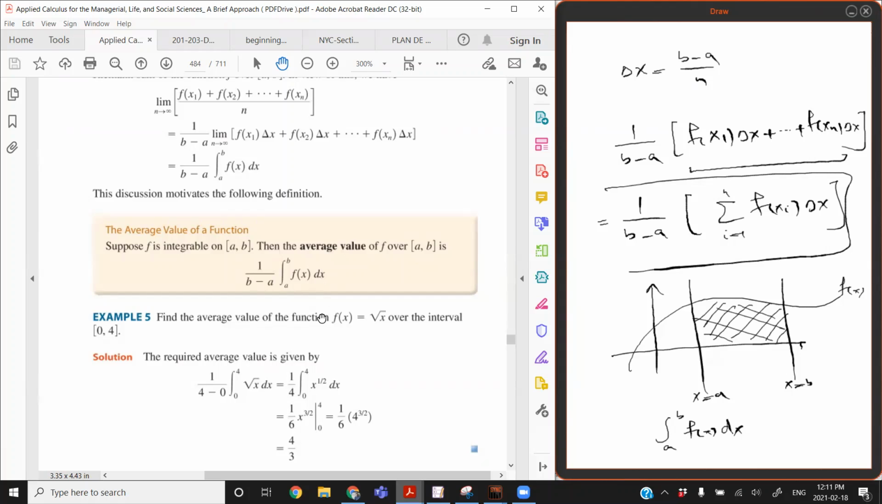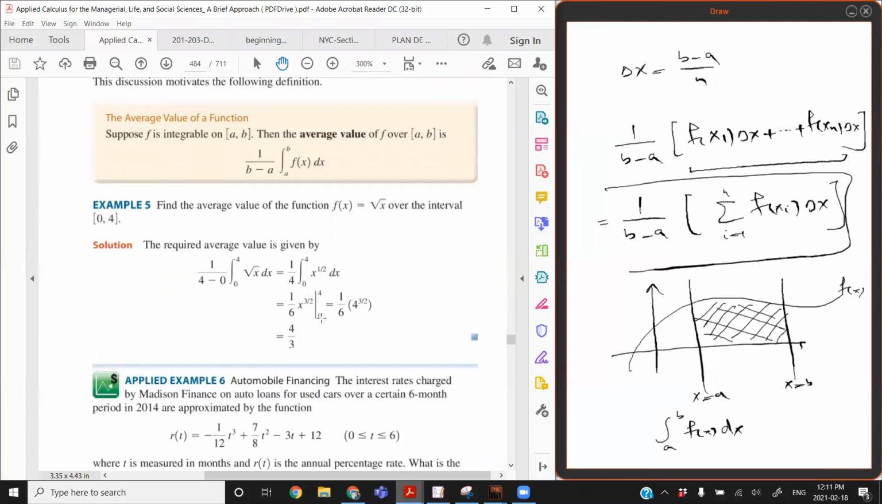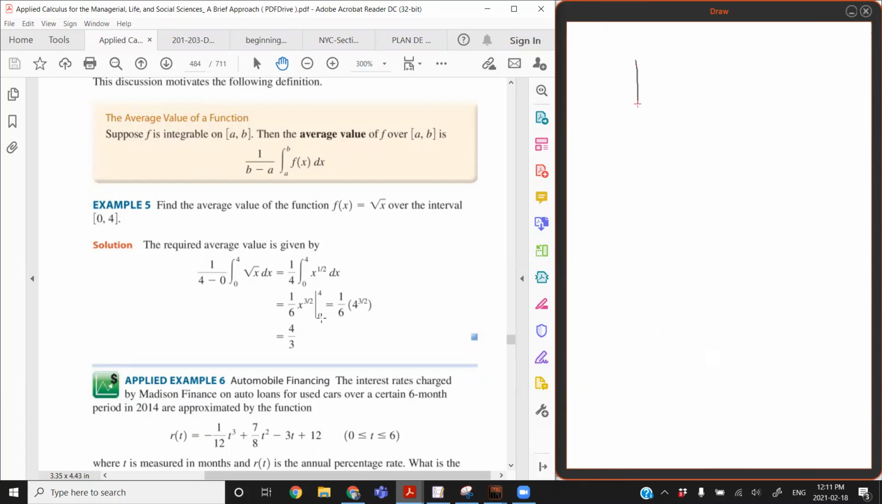Let's look at one example. It says, find the average value of the function f of x equals root x over the interval from 0 to 4. So this is the function f of x equals root x. It passes through the point 0, 0, it passes through the point 1, 1. It also passes through the point 4, 2.